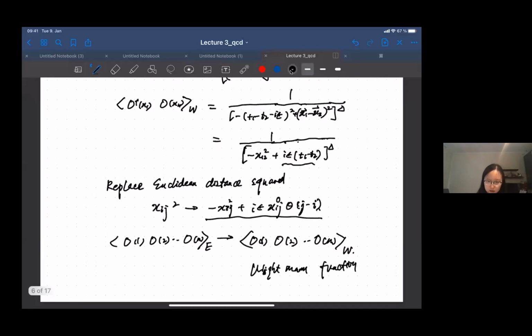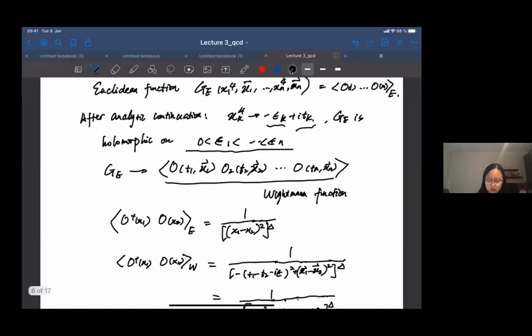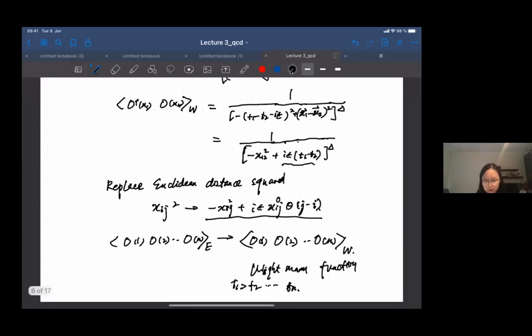It coincides with the time-ordered correlation function only in the region where T1 is greater than T2, ..., Tn, but not in the other regions. In the other regions, it differs from the time-ordered correlation function by certain discontinuities in certain channels x_ij.